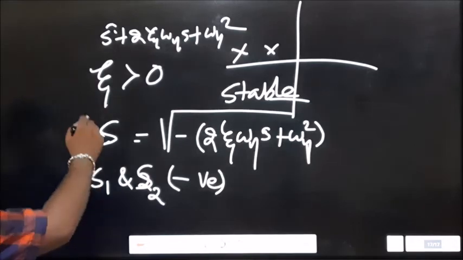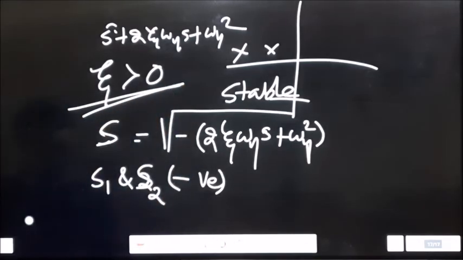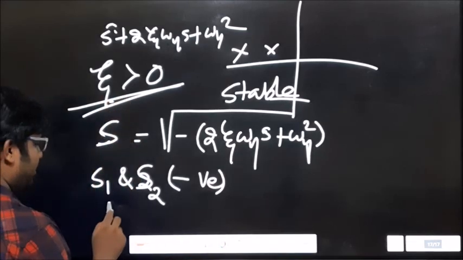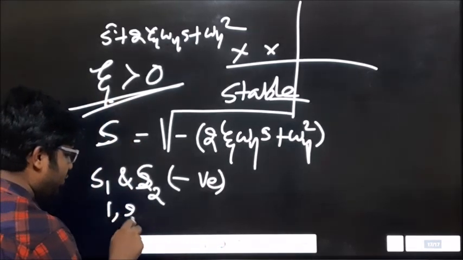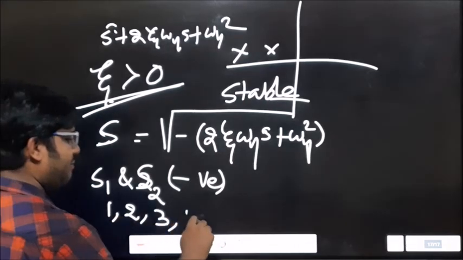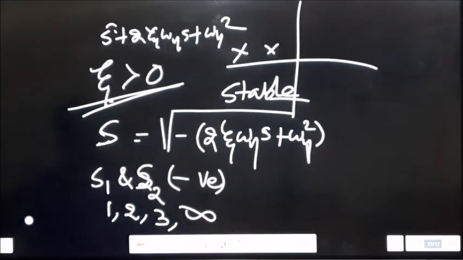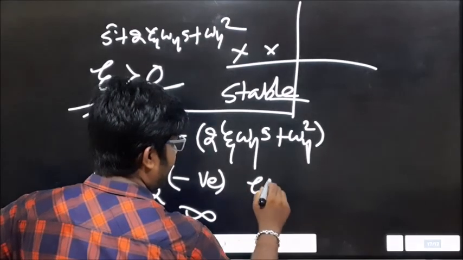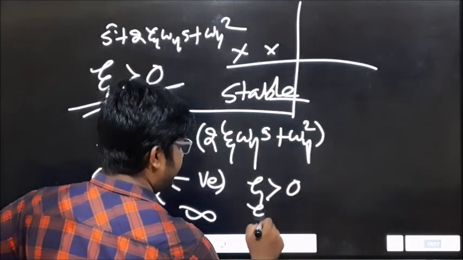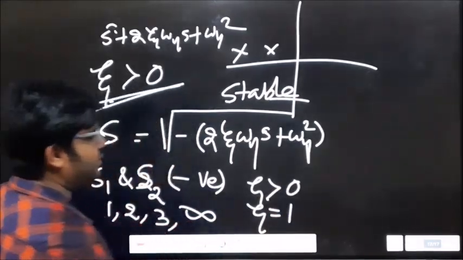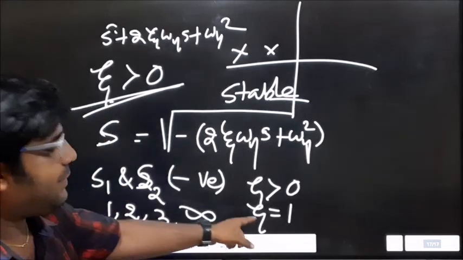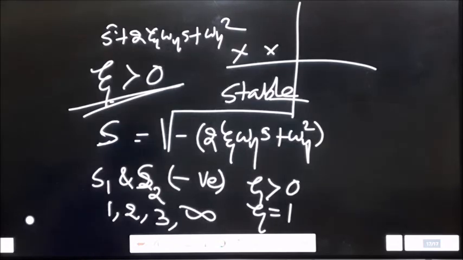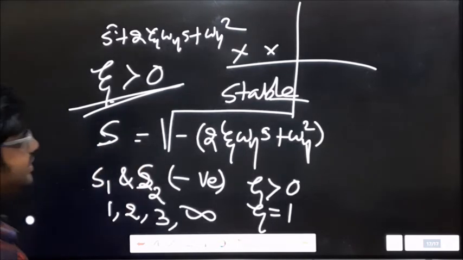Okay? So zeta greater than 0 does not mean only a little greater than 0. Zeta can be 1, zeta can be 2, zeta can be 3, zeta can be infinite, any positive value. But we study zeta greater than 0 and also study zeta equal to 1. Let me check what will happen when zeta becomes 1. So you have studied the stability analysis.